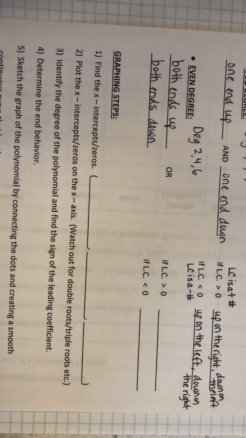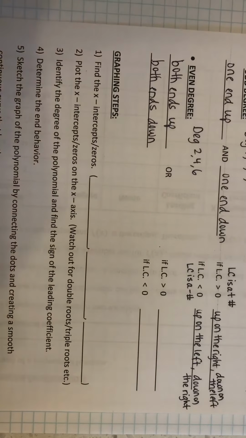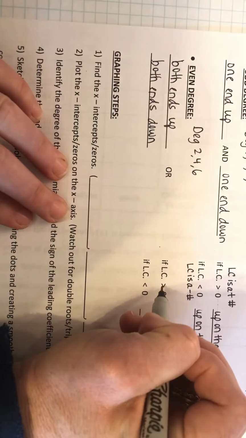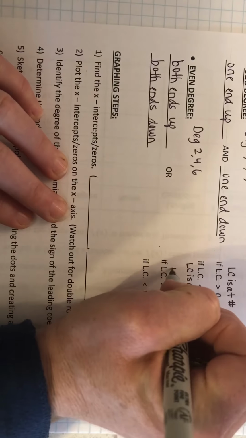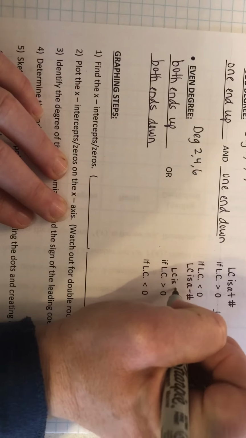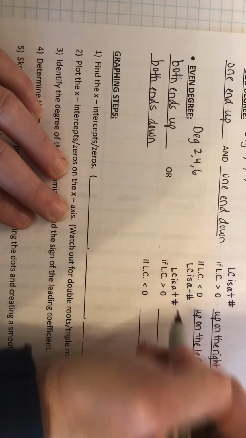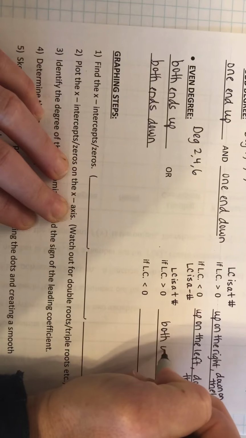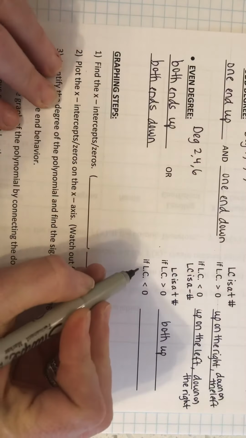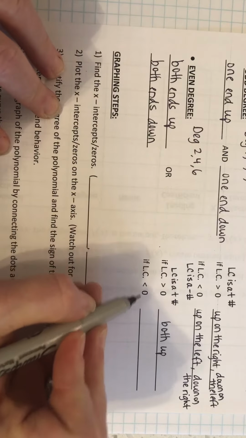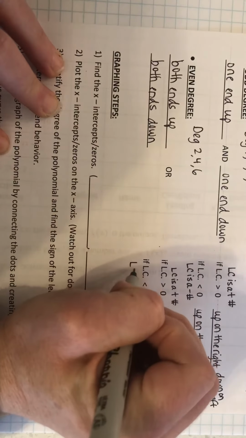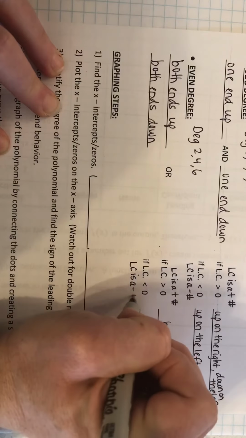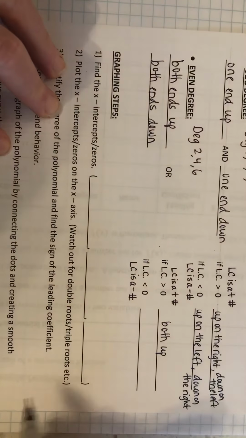Okay, well, which one is which? Which ones are going to go up and which ones are going to go down? Again, it depends on the sign of that leading coefficient. So if the leading coefficient is greater than 0, so if the leading coefficient is a positive number, both ends will go up in the positive direction. All right, if the leading coefficient is a number less than 0, which means the leading coefficient is a negative number, then both ends of your graph should end down.